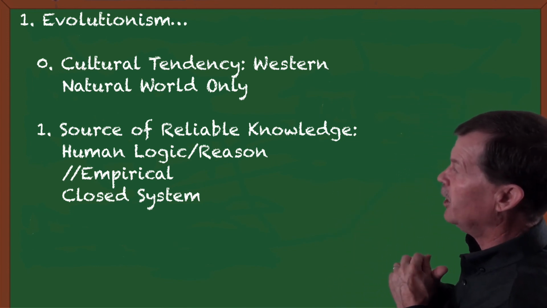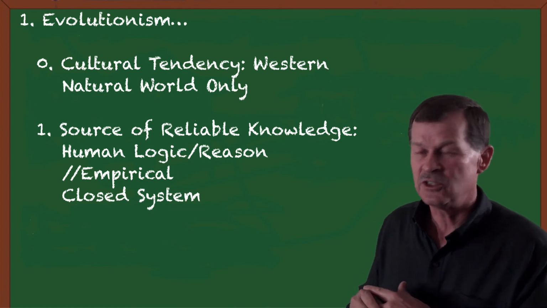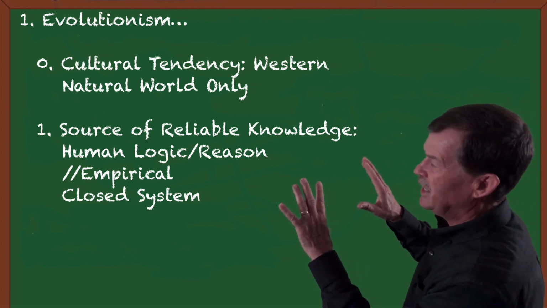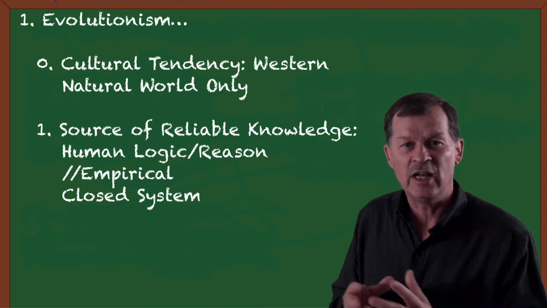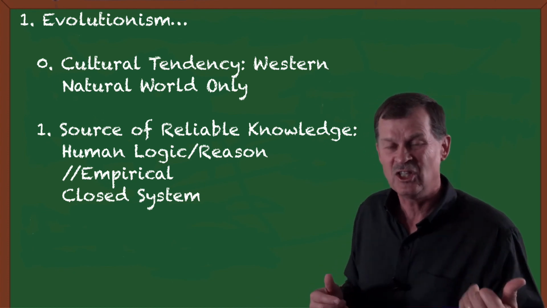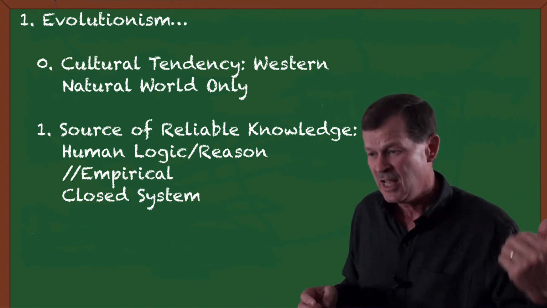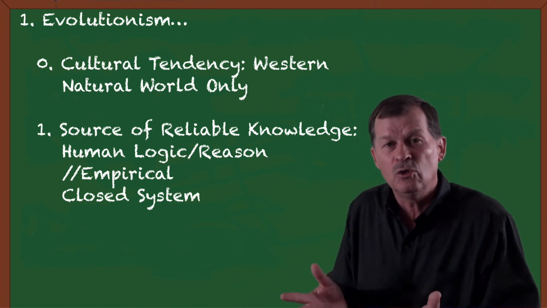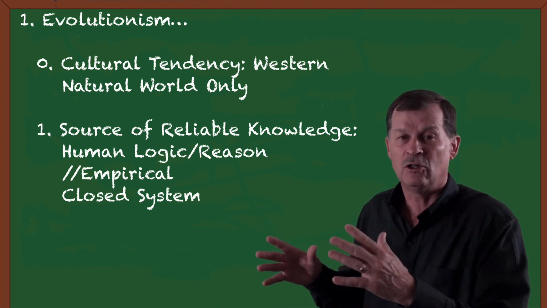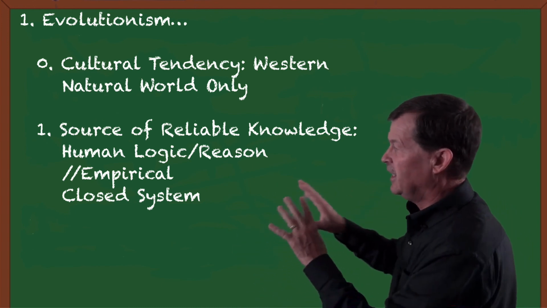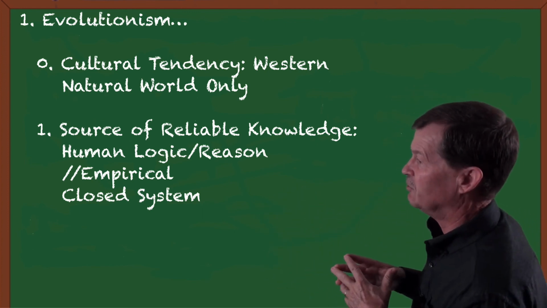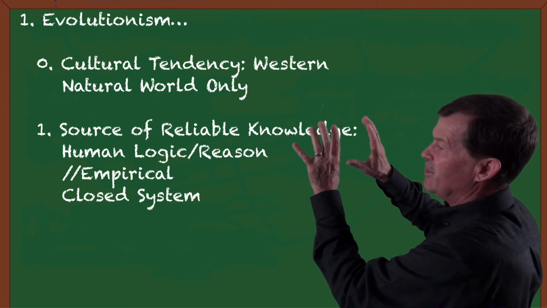What would be the source of reliable knowledge? Number 1, it's human logic, human reason, but with a secondary of empirical knowledge. With that comes a closed system. Closed system meaning that there never can be any interference in the system. Everything functions by natural laws. Everything is natural elements, natural processes, natural conclusions, with never any interference from any non-natural sources that might be called supernatural. There is no supernatural domain, so everything is natural. Everything is uniformitarian in its principles, in its causes, and in its effects. That is evolutionism, and those are its tendencies.